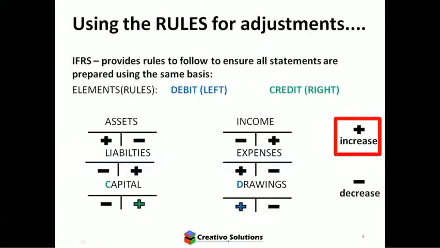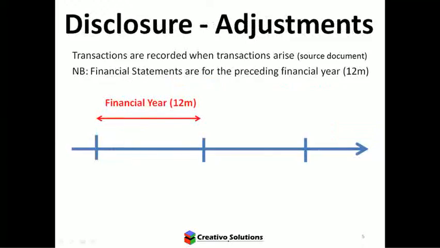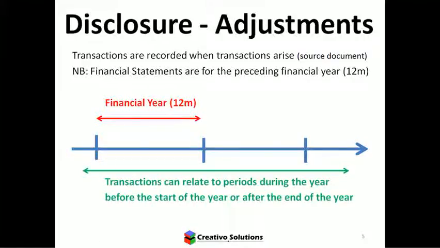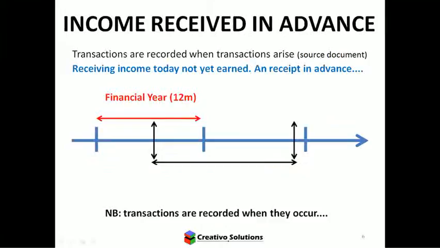Knowing the accounting rules is so important because we're going to be using them when processing the adjustments correctly. In case you forgot the rules, they're here. Remember, the rules are so important because we're going to be either increasing or decreasing the different accounts in line with what they are in terms of the accounting elements. We know disclosure is specific to the 12 months and transactions can either relate to the period during the 12 months or a period before or after the year end. We are going to be covering the income received in advance adjustment.